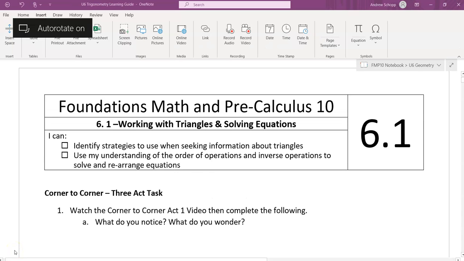This is section 6.1 on working with triangles and solving equations. I hope that by the end of this lesson, you're going to be able to identify strategies to use or tools when seeking information about triangles, and that you can use your understanding of the order of operations and inverse operations to solve and rearrange equations.